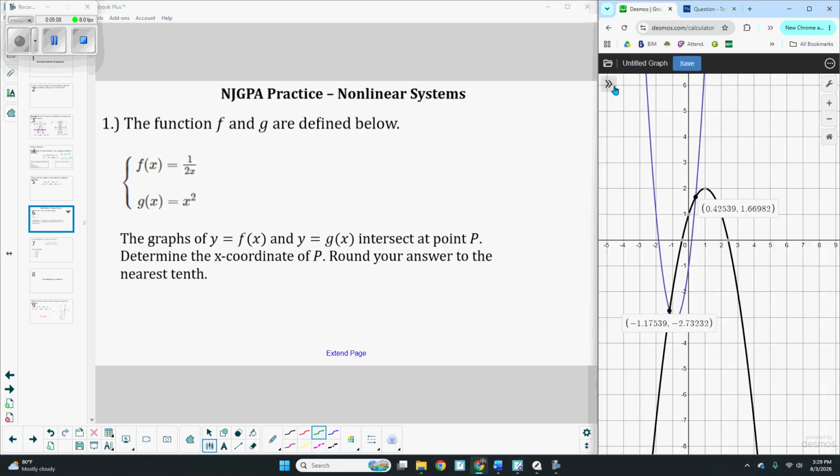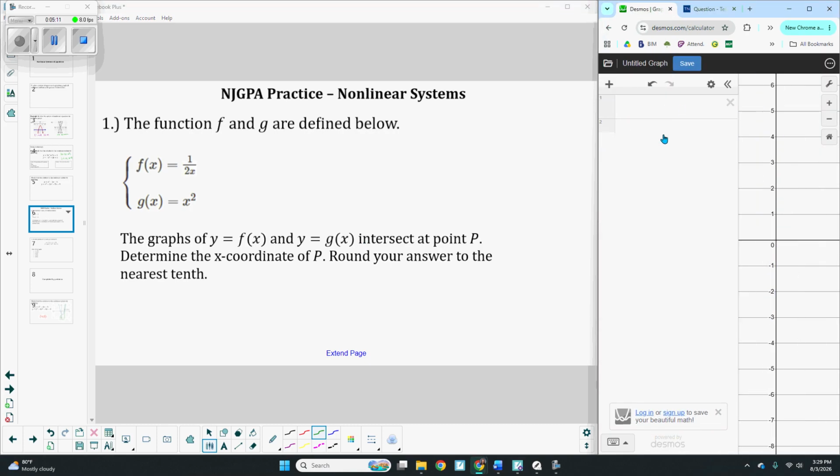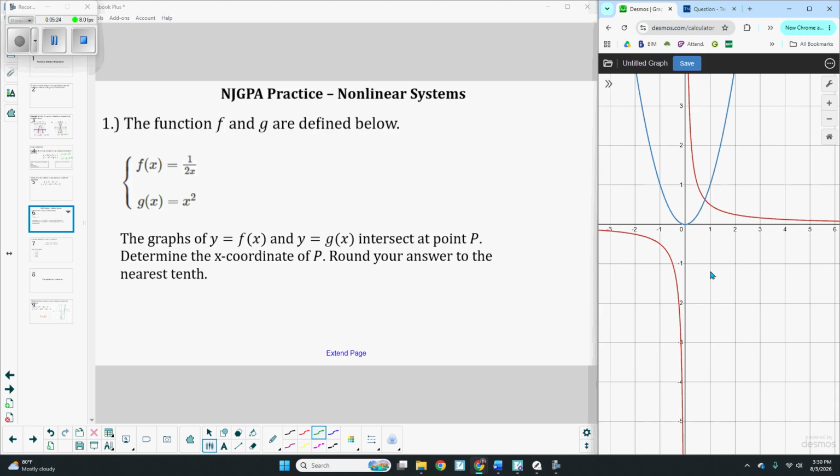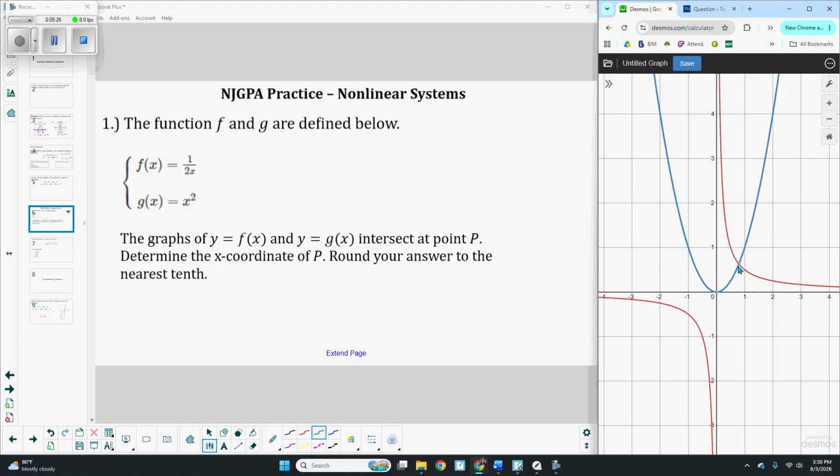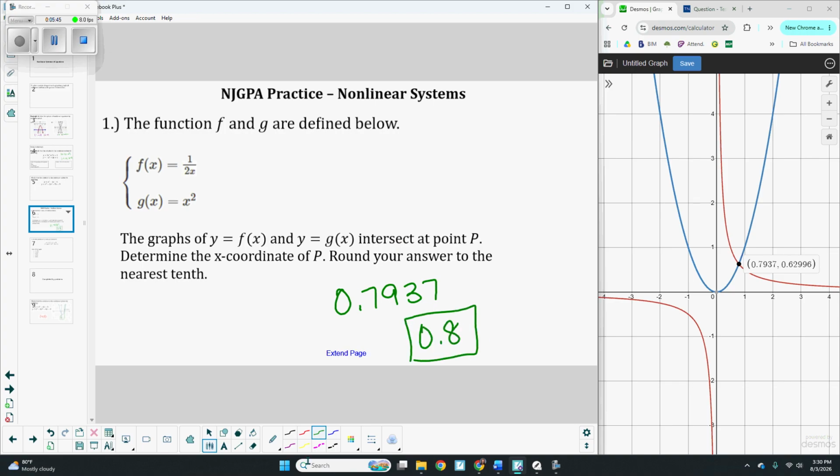I'm going to be using Desmos for these because that's much easier to do. I'm going to type in y = 1/2x. And I have y = x². Getting in real close. They only intersect once, right here. They want just the x-coordinate of P. So that would be 0.79, 0.7937. Oh, they round to the nearest tenth. 0.8 is rounded to the nearest tenth.